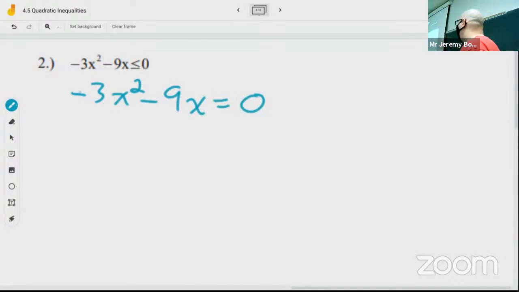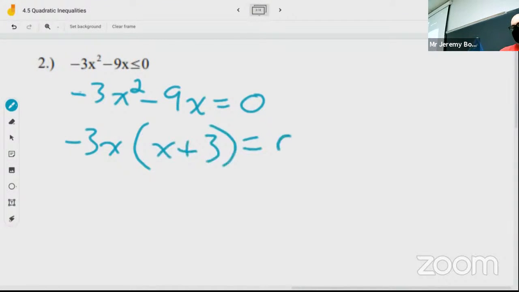And to solve that one, we're not going to use the AC method. We're going to try to factor out common terms first. Both of them have a 3 and an x, and we could be a little bit more specific and say it has a negative 3 and an x. And so we'll be left with x plus 3, and that's equal to 0.